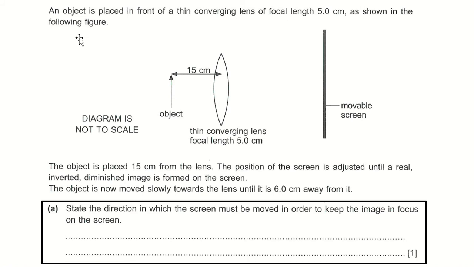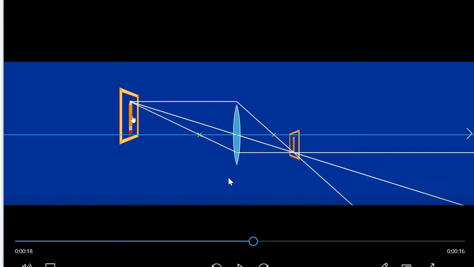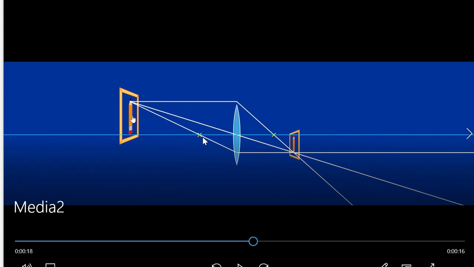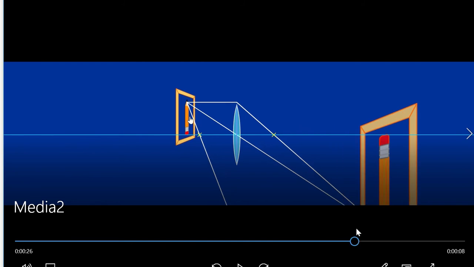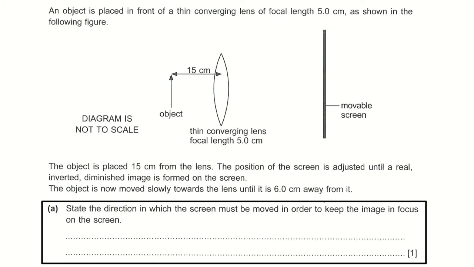If I were now to move it until it's just 6 cm away from the lens, what happens? From 15 all the way until just about somewhere here. What do you notice about the image? The image becomes bigger and further away. Which brings us to this answer. They ask you to state the direction in which the screen must move. So the screen must move to the right.